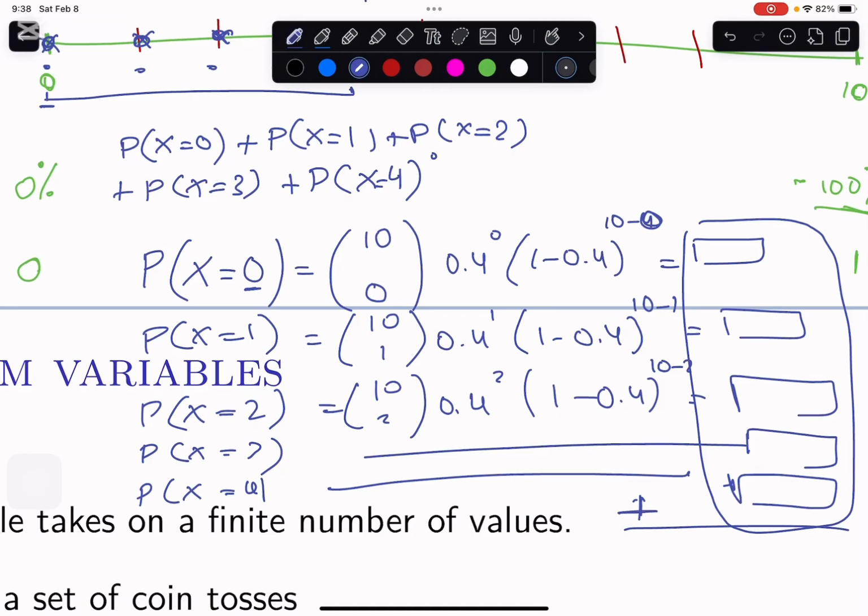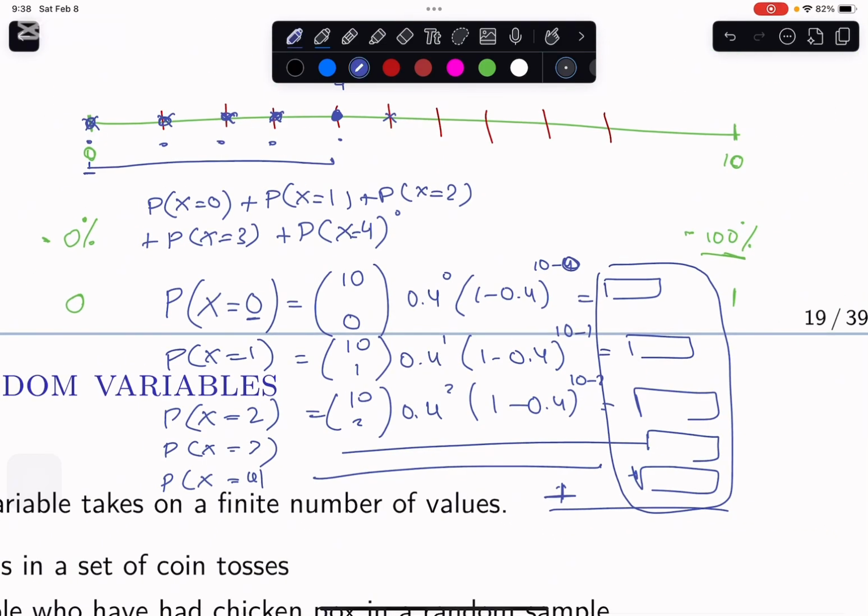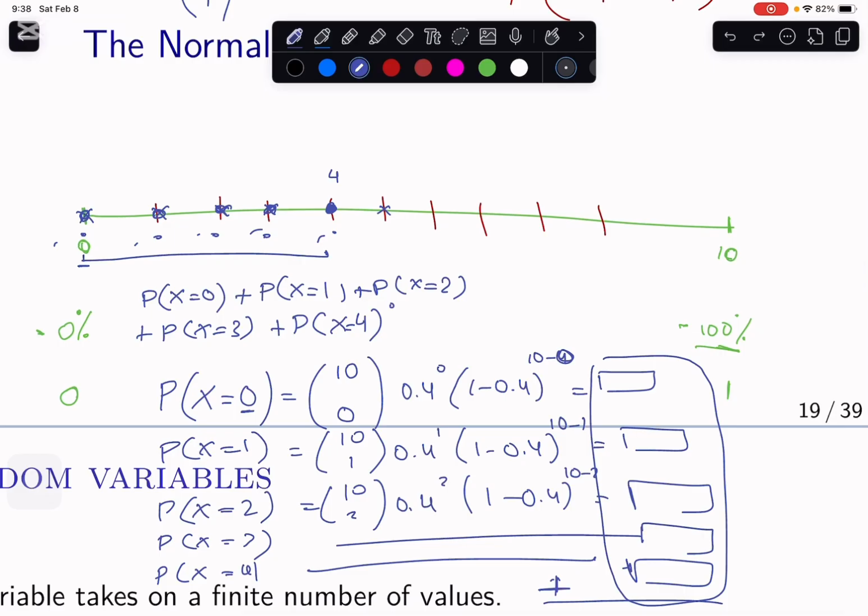Because in our question we want the probability of at most having 4. So we want the probability of getting 0, the probability of getting 1, the probability of getting 2, 3, and 4. So we're going to add all of them up, which basically gives you the probability from 0 up to 4. So you want to get the number over here.